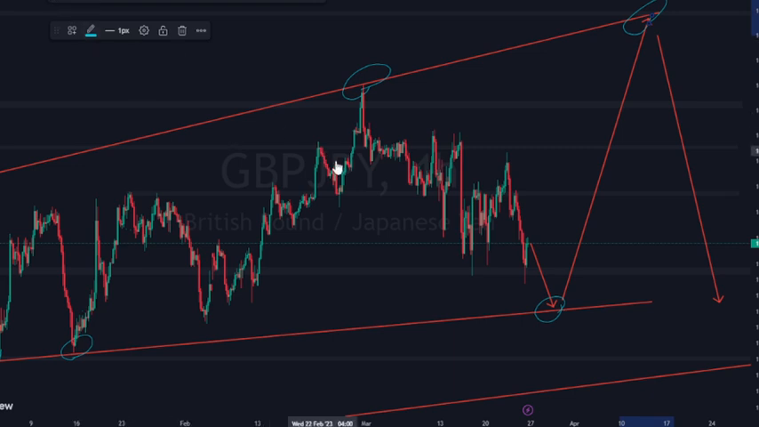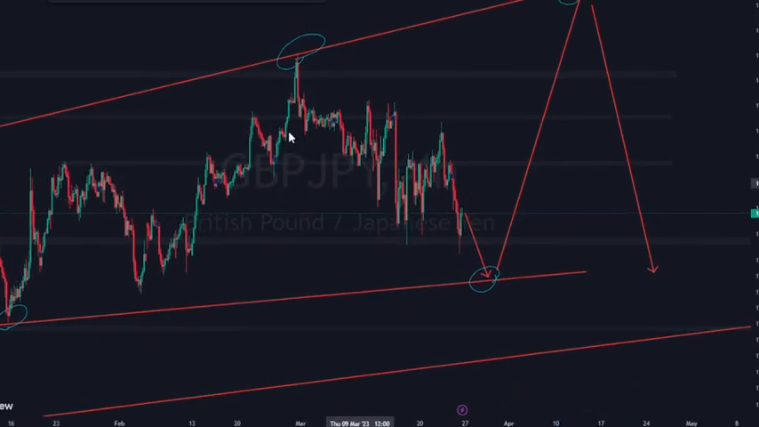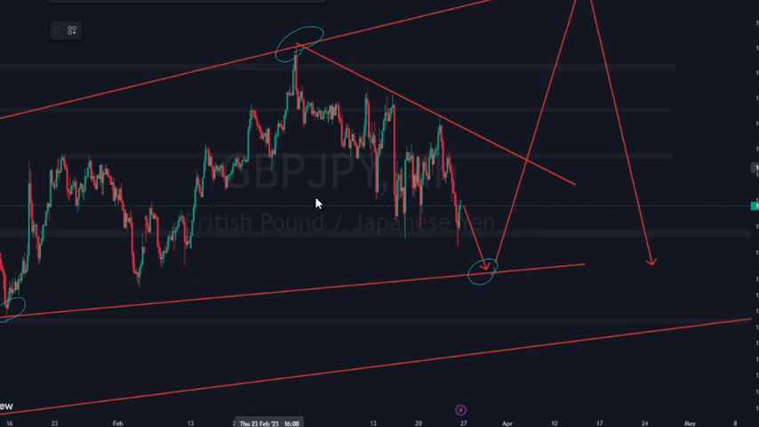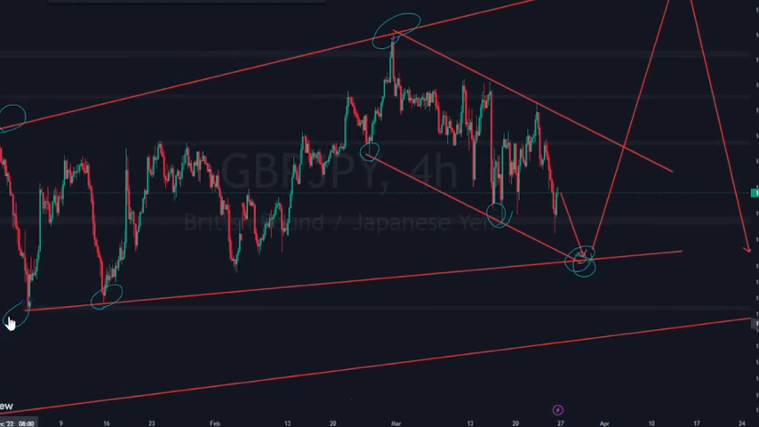Same thing happening in different patterns. As well as, you can see there might be a possible inner pattern here. See, also confluence for this buy, also high confluence for this buy. First touch, second touch, and third touch again, along with these touches, along with those touches.